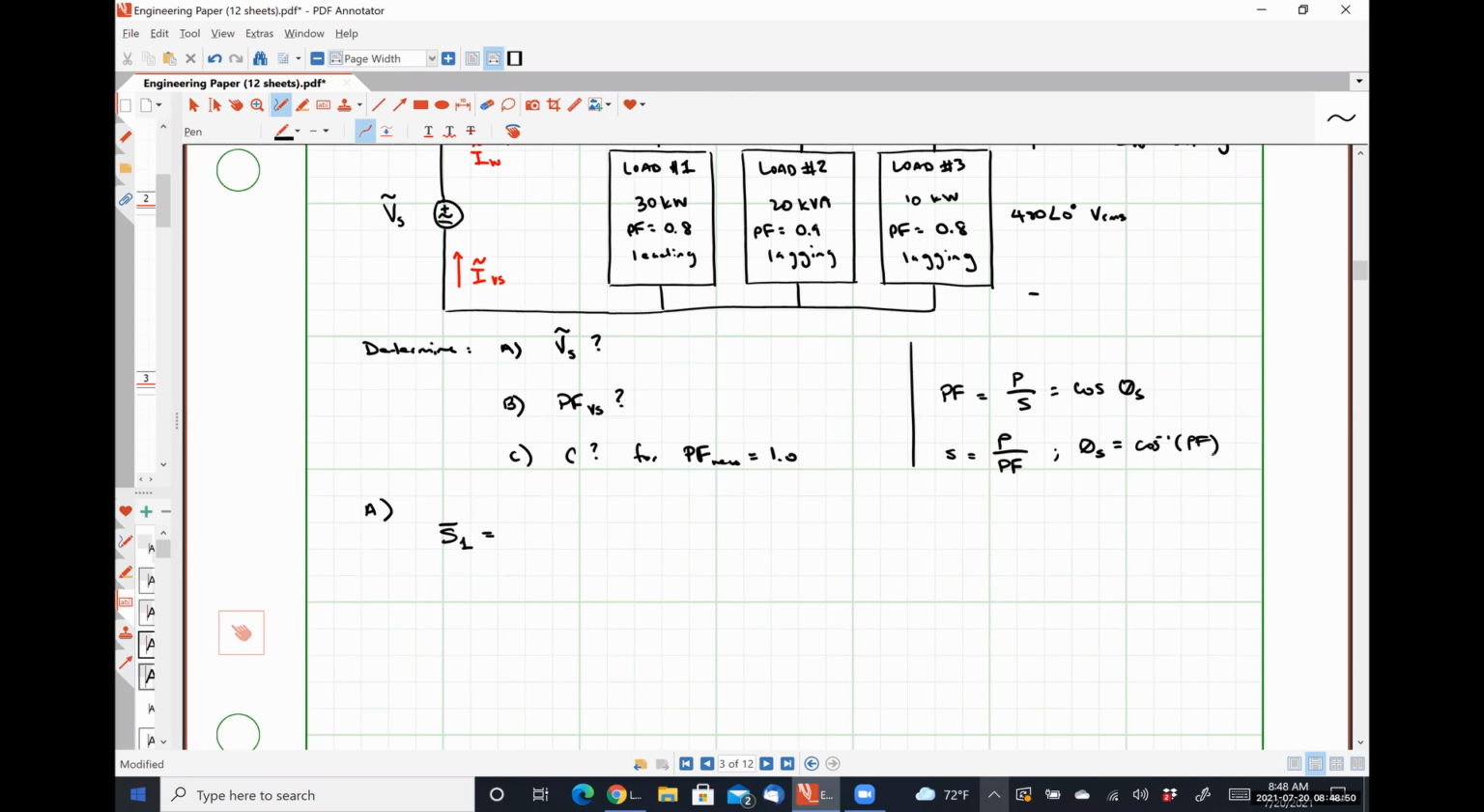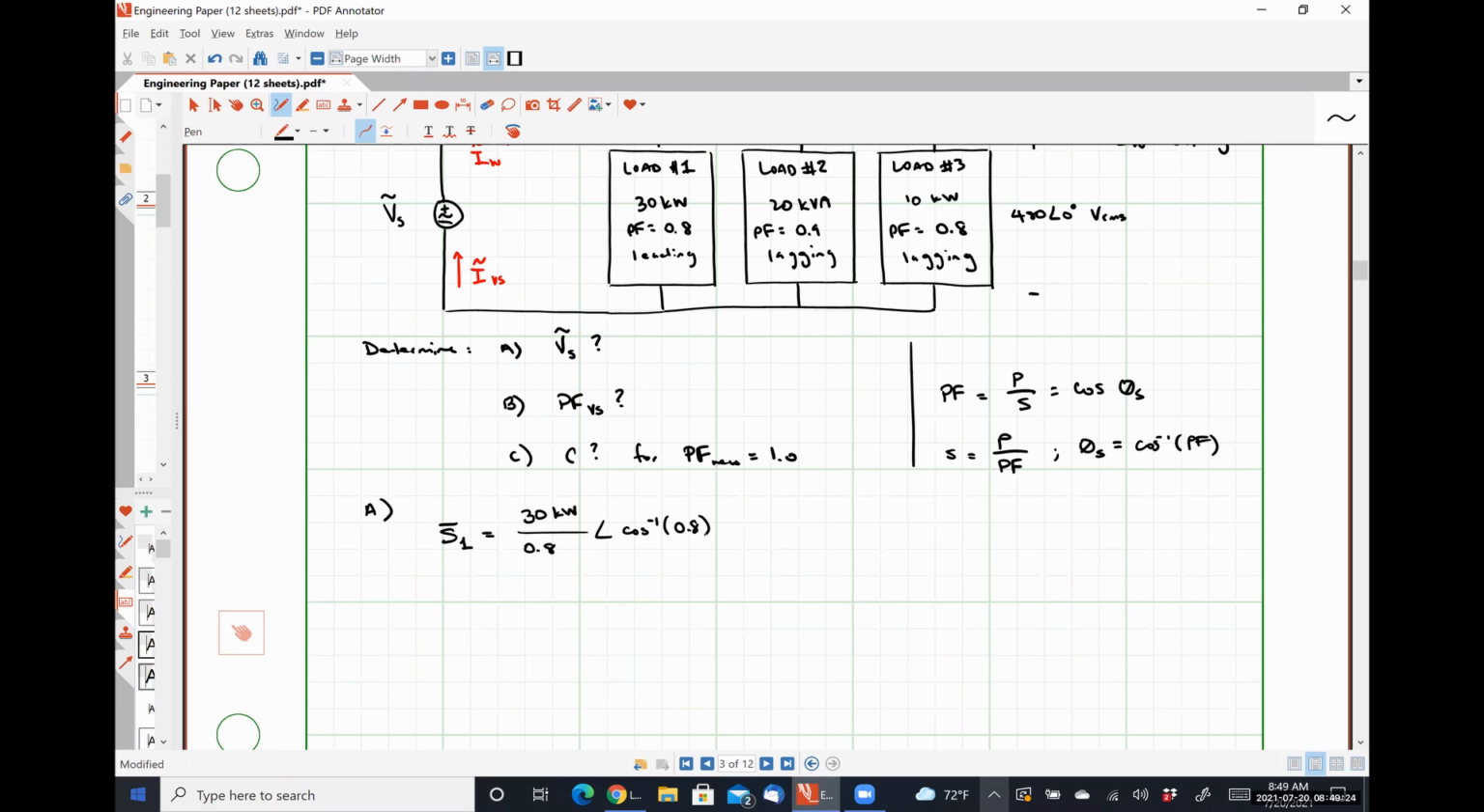And so now it probably seems fairly obvious that we have enough information to calculate all of these complex powers pretty trivially. So for the complex power absorbed by load 1, that would be 30 kilowatts divided by 0.8 with an angle of inverse cosine 0.8.